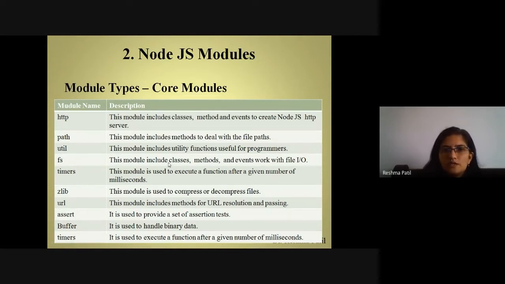FS, this module includes classes, methods, and events to work with file input output. Timers, this module is used to execute a function after a given number of milliseconds. It means after 10 milliseconds we have to execute one function; at that time we can use this module. Zlib, this module is used to compress and decompress files, like zip files. URL, this module includes methods for URL resolution and parsing. Assert, it is used to provide a set of assertion tests. Buffer, it is used to handle binary data.